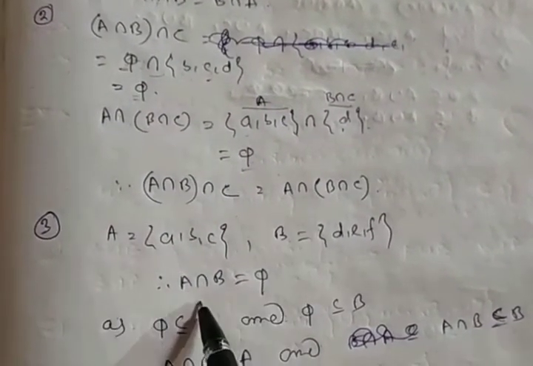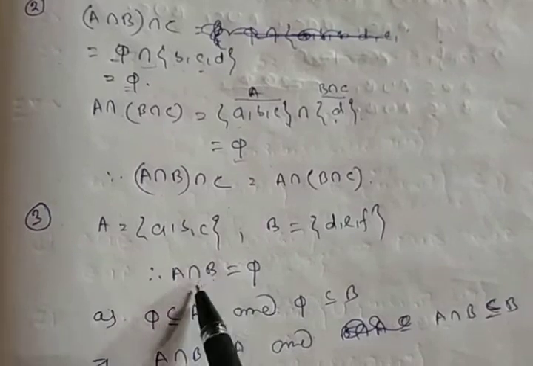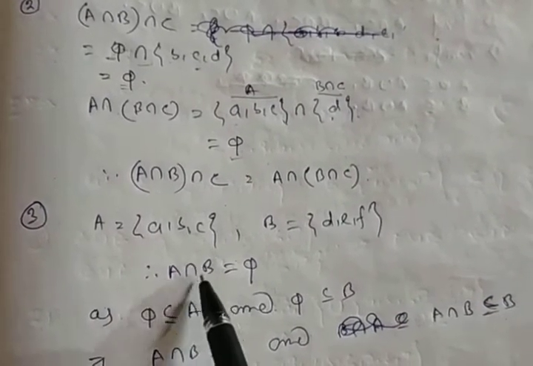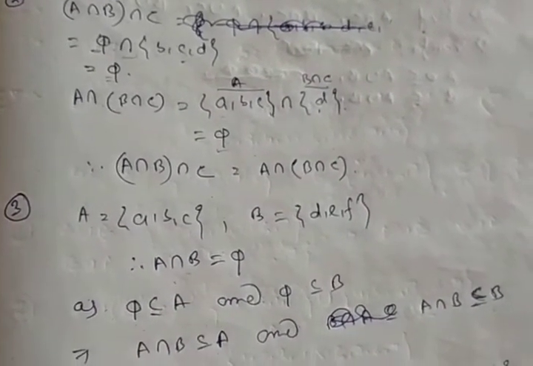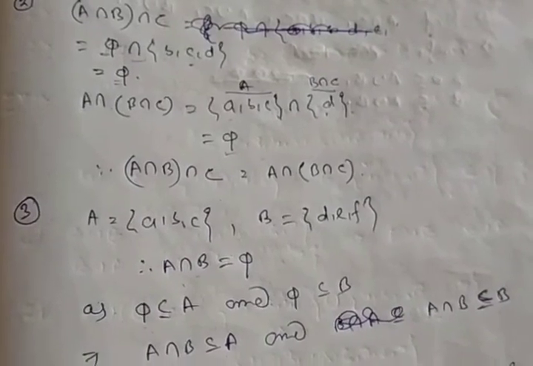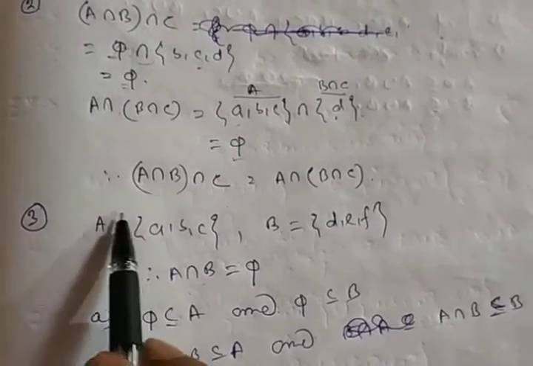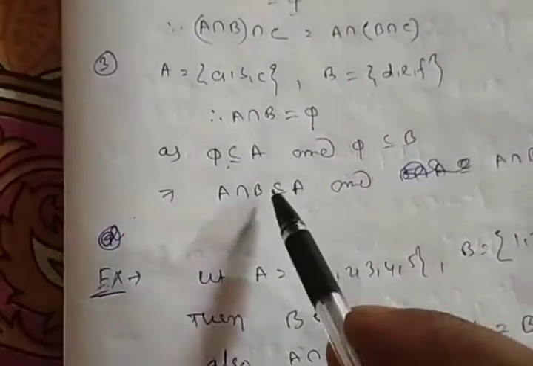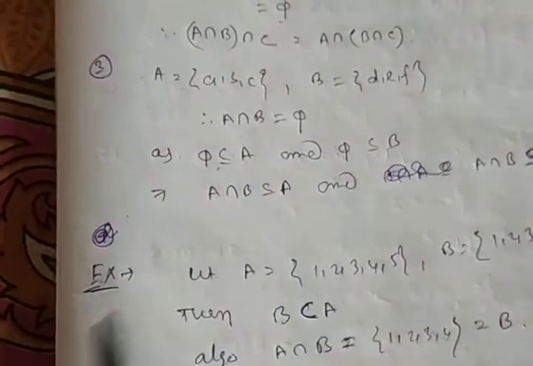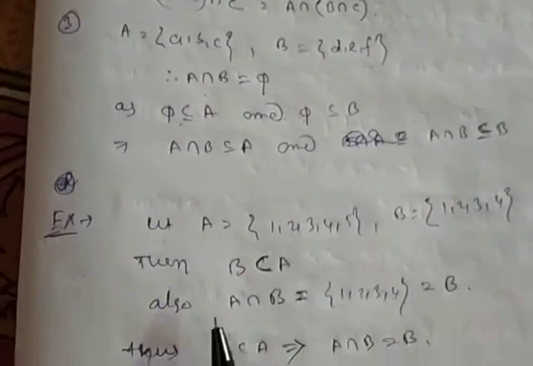Next, A and B are given, and we find A intersection B equals phi. Now we know that phi is a subset of every set. So phi is a subset of A, and also phi is a subset of B, which proves A intersection B is a subset of A and A intersection B is a subset of B also.